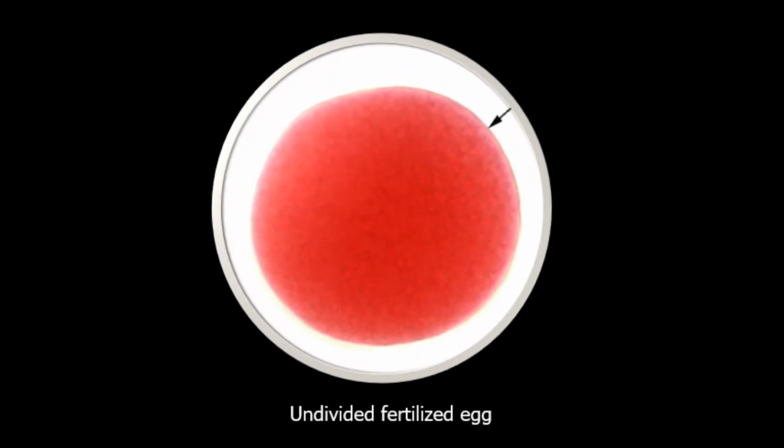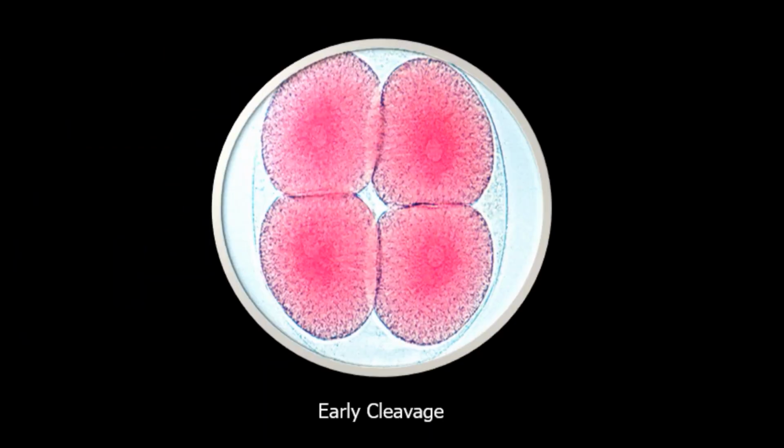From the microscope view, we can see that this is an undivided fertilized egg, where we observe the egg yolk adjacent to the cytoplasm. Second is the early cleavage. A fertilized egg is first divided into 2 cells, then later into 4. At these 2 stages, each cell is called a blastomere. At the 4-cell stage, the blastomeres will be different in size.